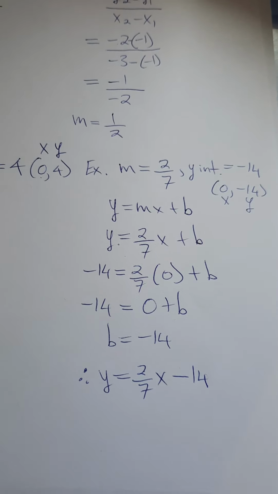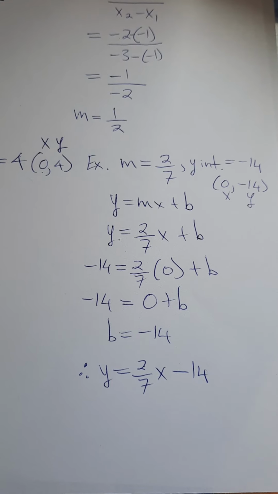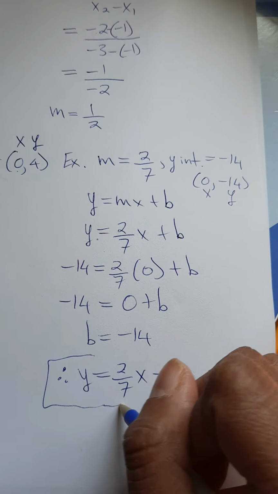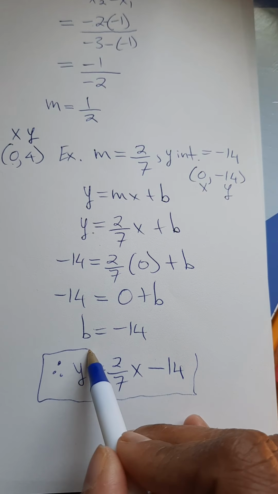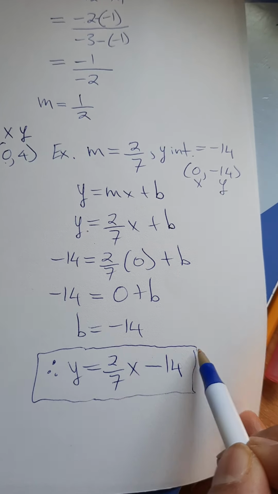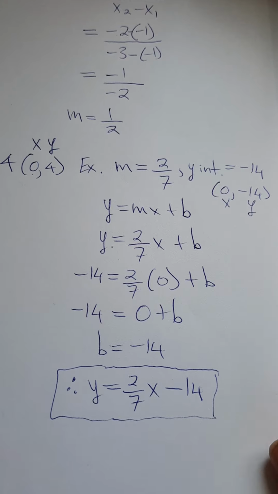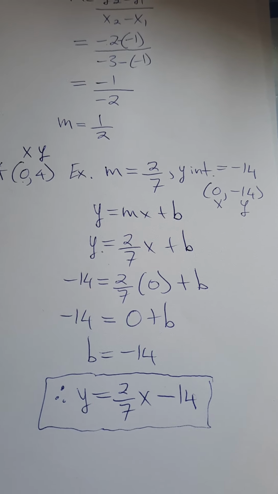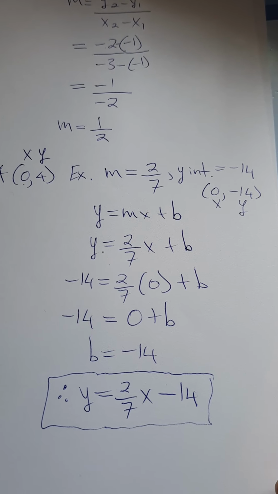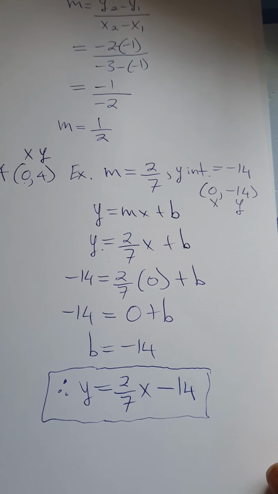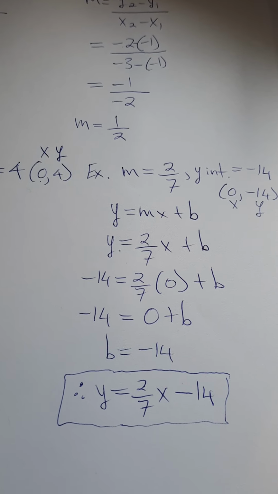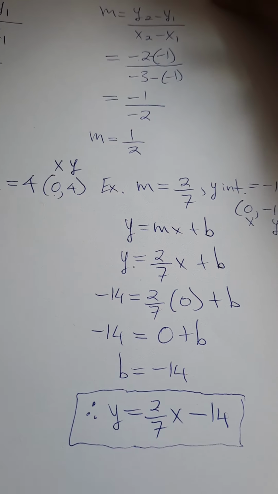Some students do put something like 2 over 7x plus negative 14. A lot of the time teachers don't want to see two signs, positive and negative, together, so I would make sure that I only put one sign at the end here. If it is negative, you should just leave it as a negative value. Are there any questions there? All right, good. That looks good.